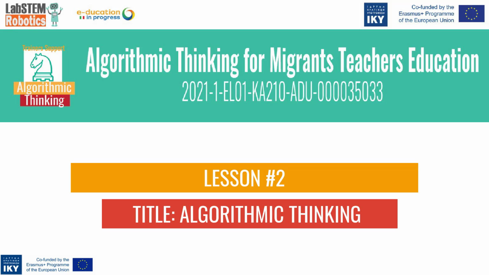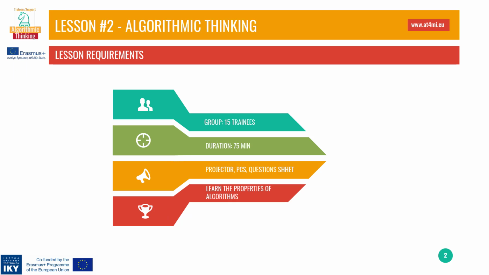This is the second lesson of a set of 8 lessons on the field of algorithmic thinking. In the previous lessons we saw what is logical thinking. In this lesson we are approaching the notion of algorithmic thinking. This lesson duration is about 75 minutes.